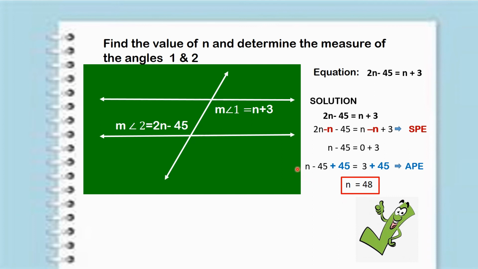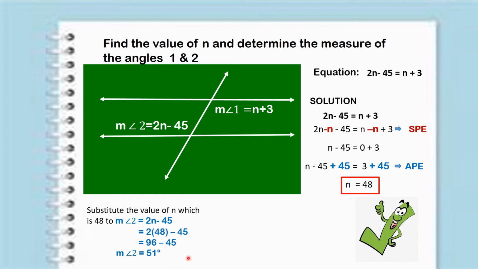Now, to know the measure of these two angles, we're going to substitute the value of n, which is 48. So we have 2n minus 45. We'll substitute 48 to n. So we have 2 times 48 minus 45. Simplify. We have 96 minus 45. So the measure of angle 2 is 51 degrees.